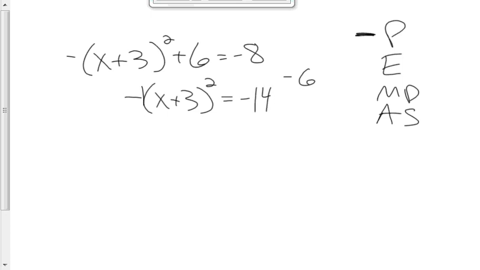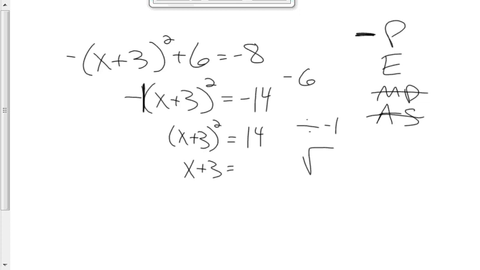Then there's this multiplication by this negative 1. So now we can divide by the negative 1, which will result in a regular (x plus 3) squared equals positive 14. Then we can undo the exponent by square rooting both sides. And that will give us x plus 3 equals plus or minus the square root of 14, which when you do your calculator, that will give you 3.74 and negative 3.74.